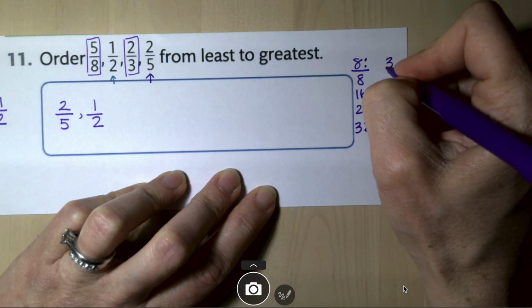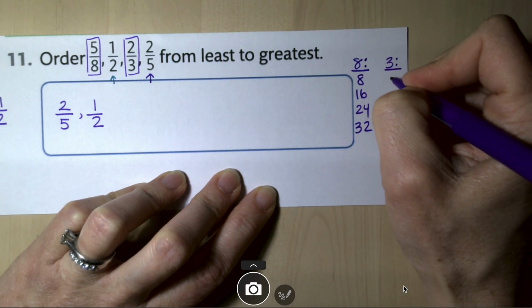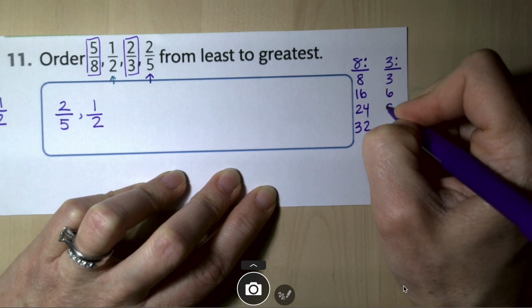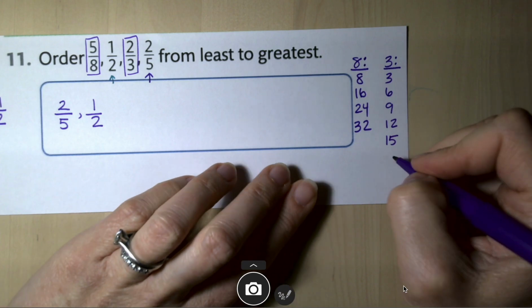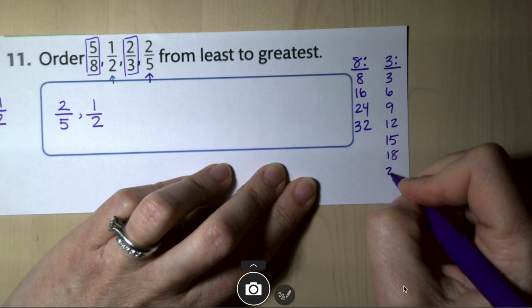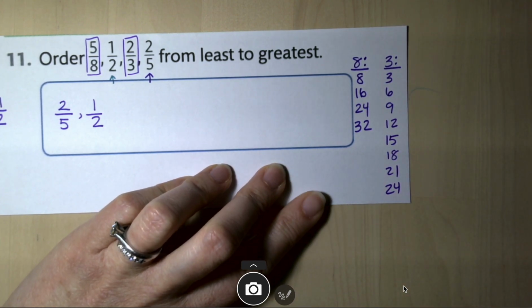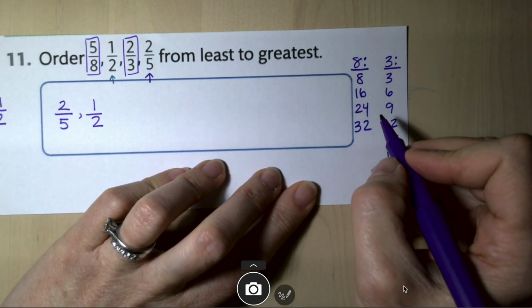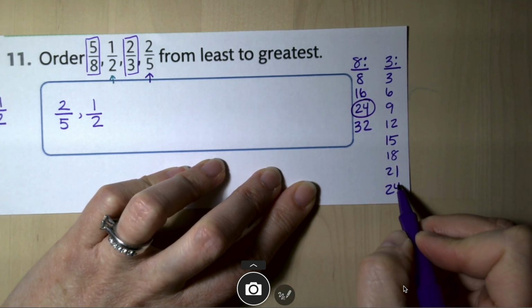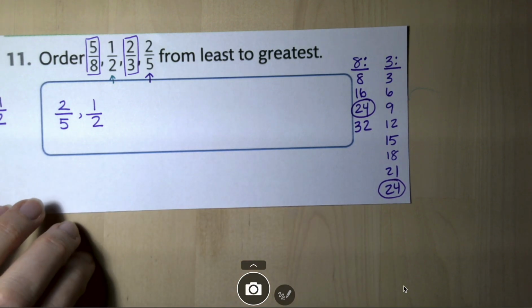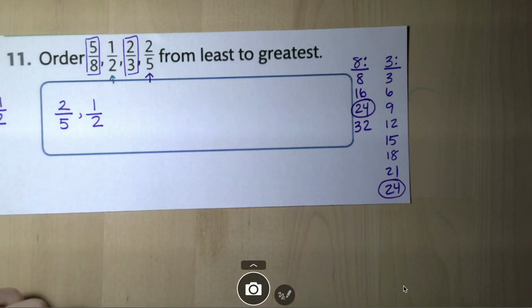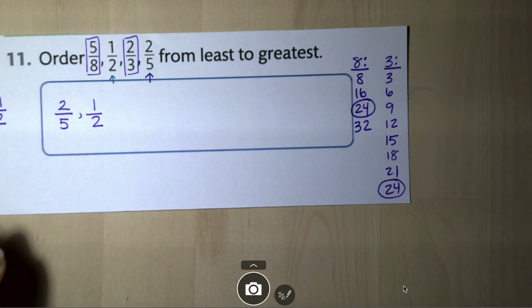Multiples of 3, I've got 3, 6, 9, 12, 15, 18, 21, 24. 24 looks like a winner because I knew I wrote it down over here. 24. So 24 is going to be the denominator that I'm going to put for each of my equivalent fractions.